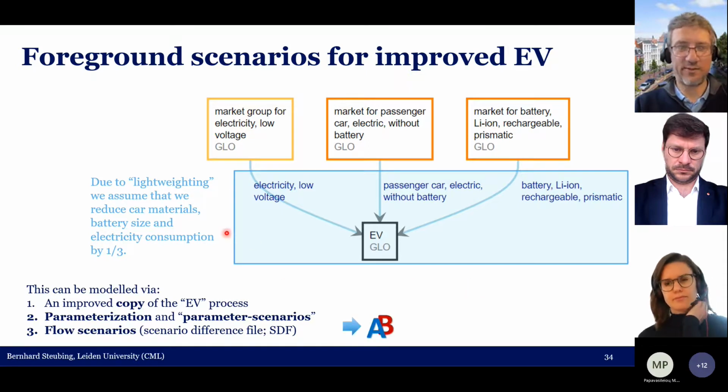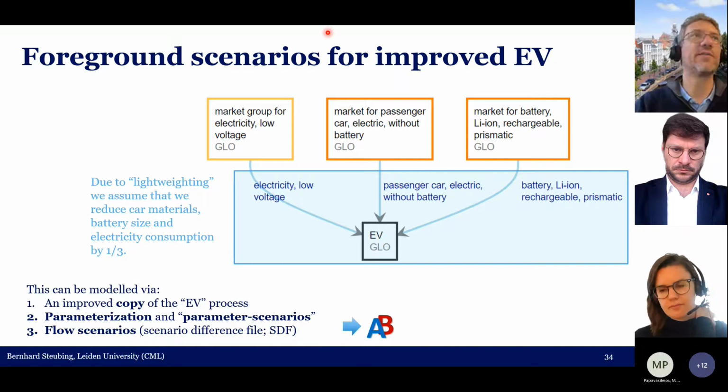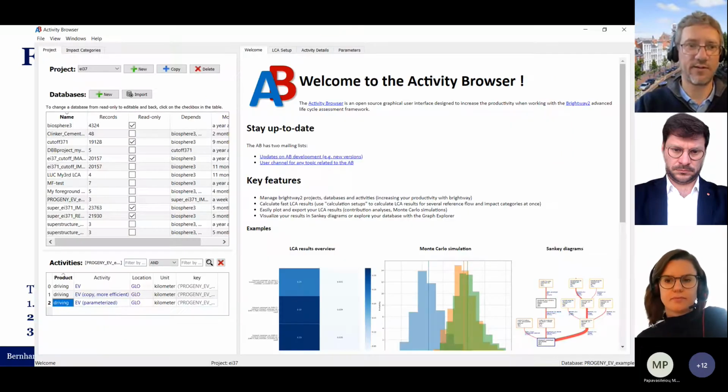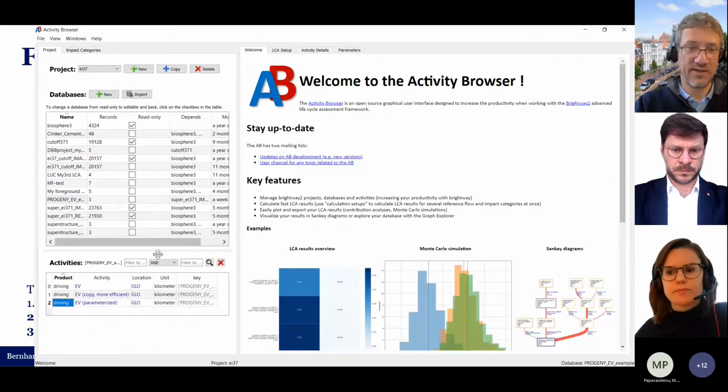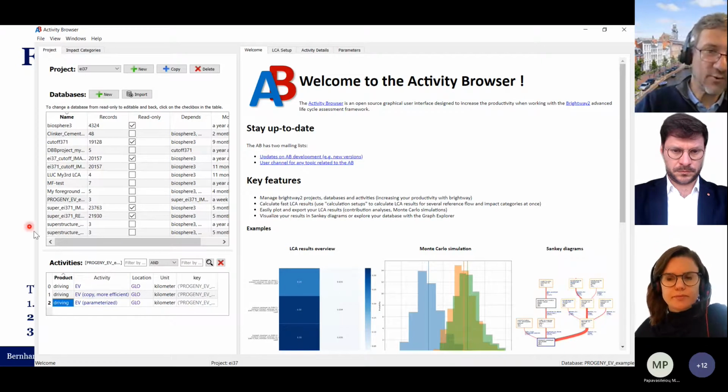Let's look at how this works in the activity browser. So I bring it up here. I'm not sure it's really full screen. Can you see it well? Yeah, okay. I don't know why it doesn't go here, but it's fine.